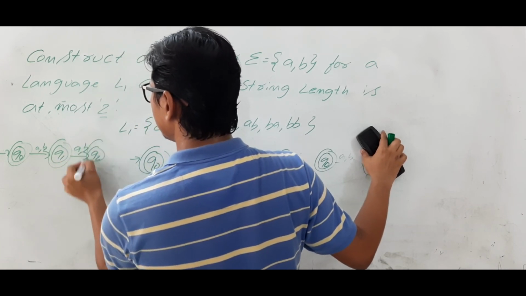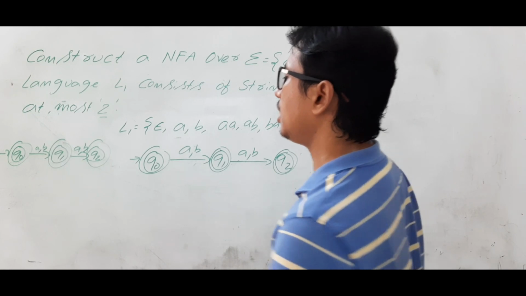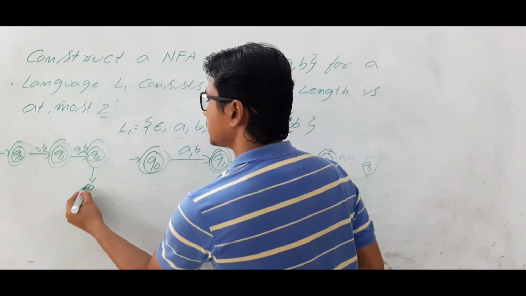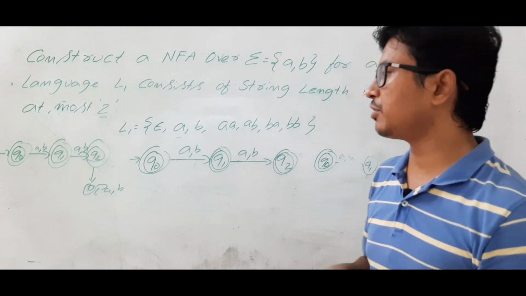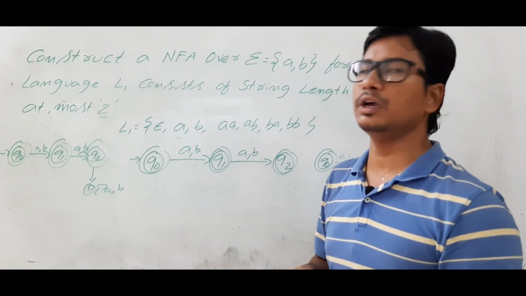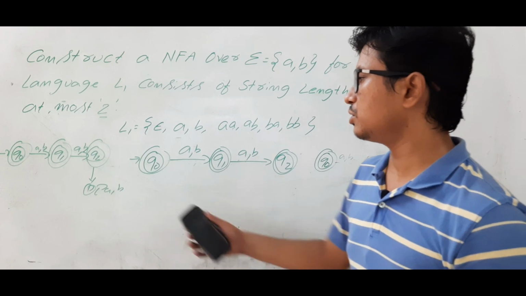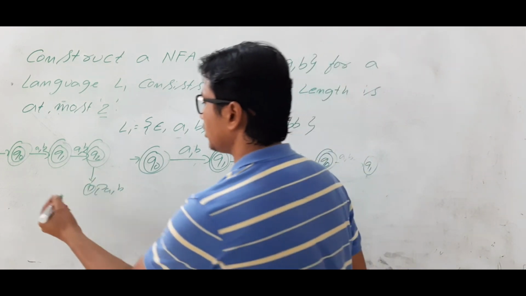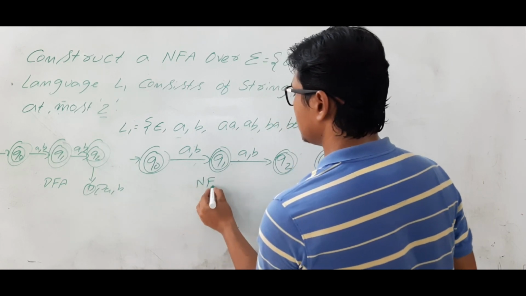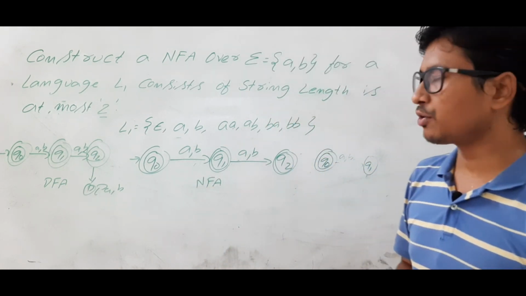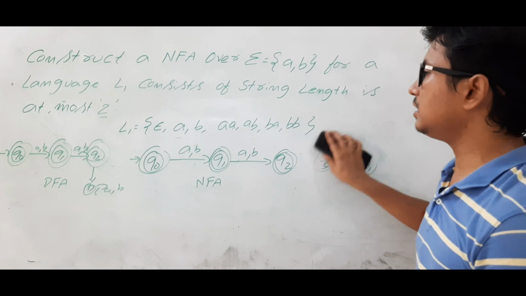On A and B you will reach Q2. Now Q2 on A and B, you will go to a state called the dead state. It is called a dead state because from the state D you cannot reach any of the final states. So this is the DFA for the given language L1, and that was the NFA for the given language. So NFA construction is quite easy as compared to the DFA.